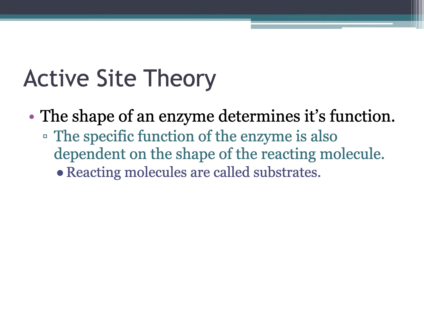This leads us to the active site theory. The active site theory, similar to our general understanding so far of anatomy and physiology, states that shape determines function. So an enzyme's shape is going to allow it to perform whatever task it's meant to perform. The specific function of an enzyme is also dependent upon the shape of the reacting molecule, the molecule that it works hand in hand with to get some type of product. Those reacting molecules are known as substrates.